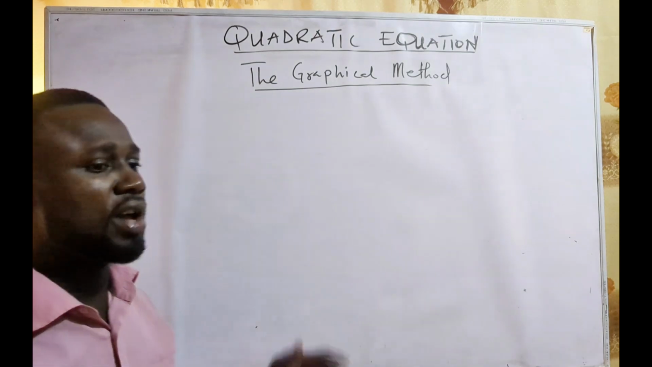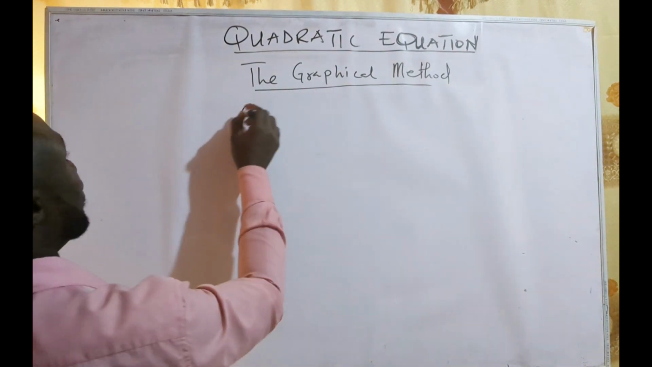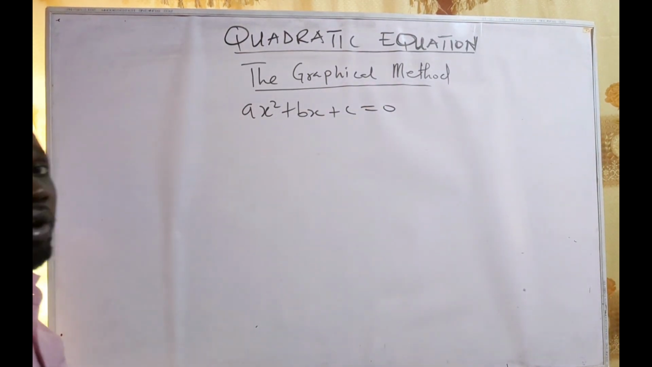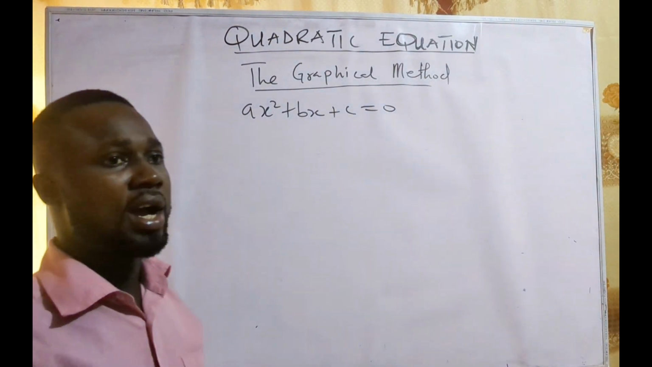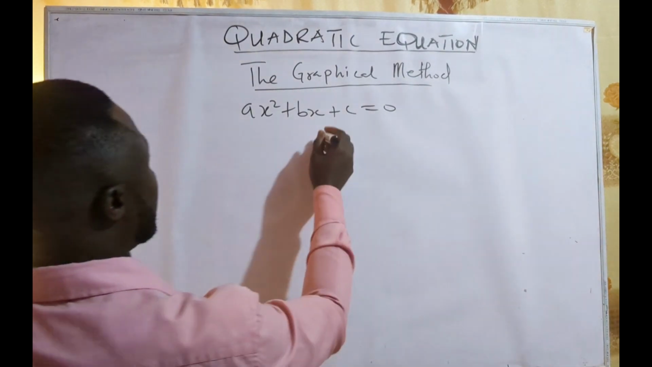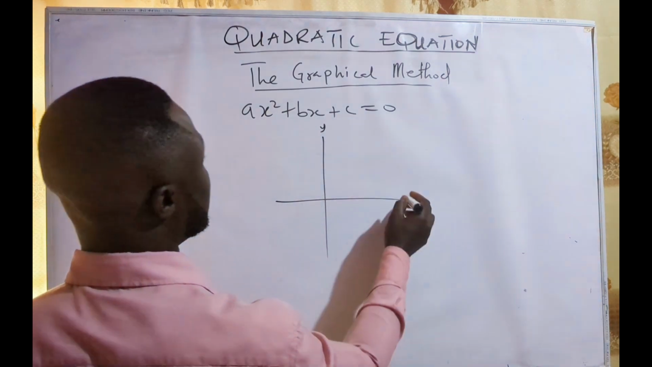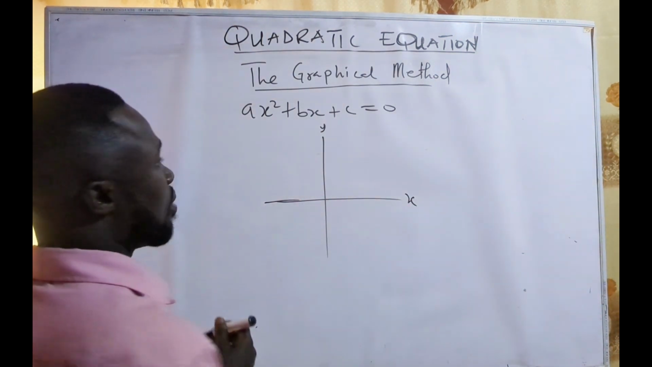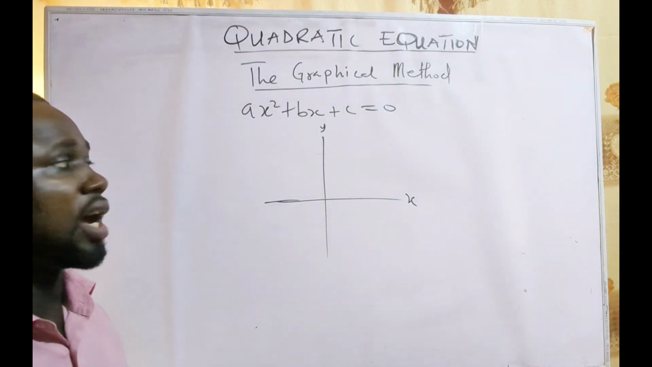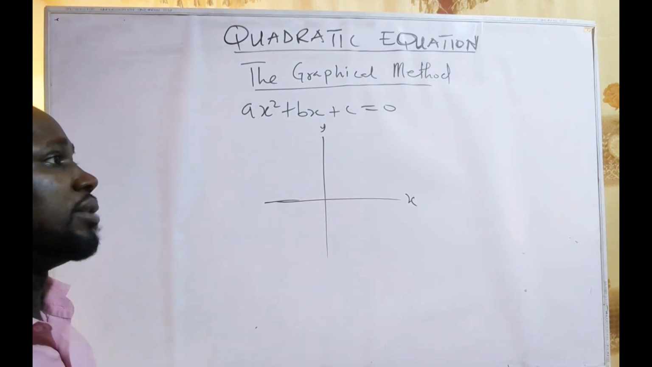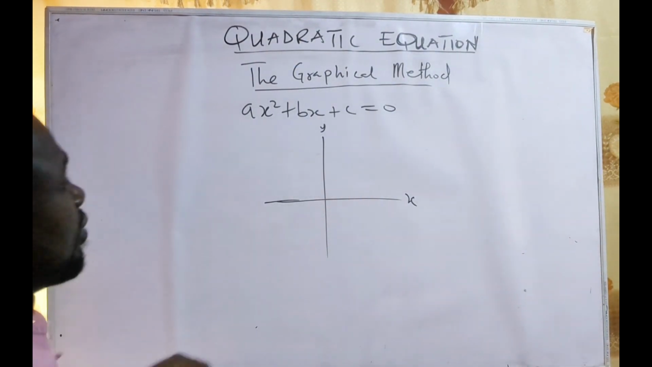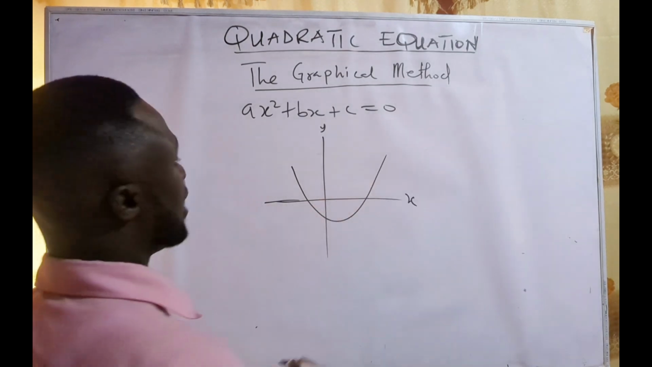What we should know is that when you have a quadratic, you know the standard form of quadratic, ax squared plus bx plus c equal to 0. When you are drawing a quadratic equation on the graph, that is where we have the Cartesian plane, the y-axis and the x-axis. If the coefficient of the x squared is positive, then what is going to happen? You are going to have a minimum curve.